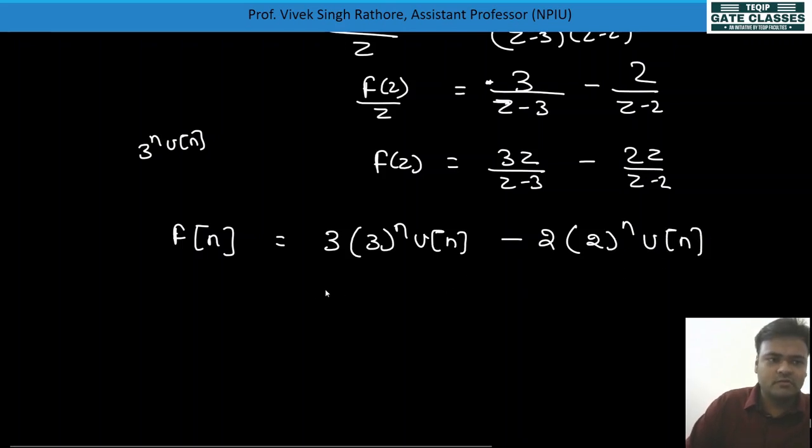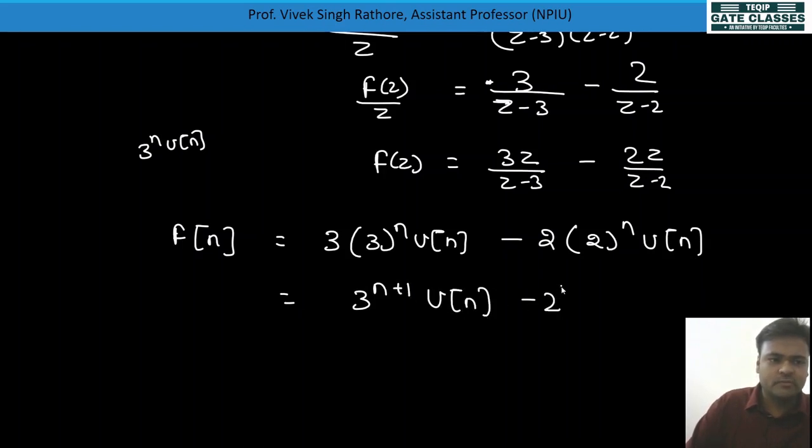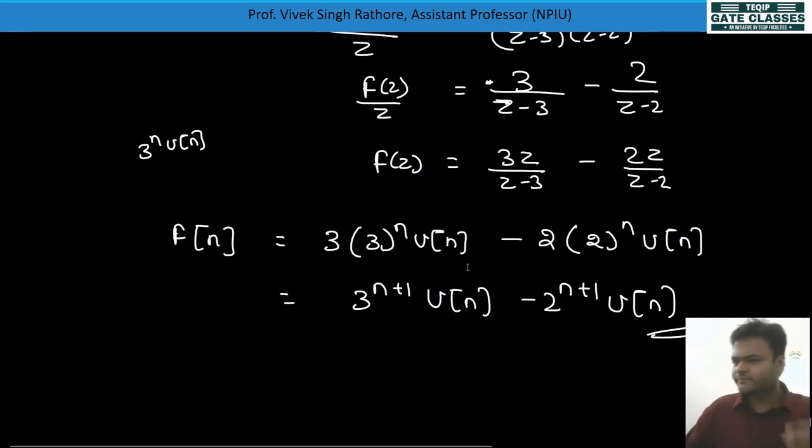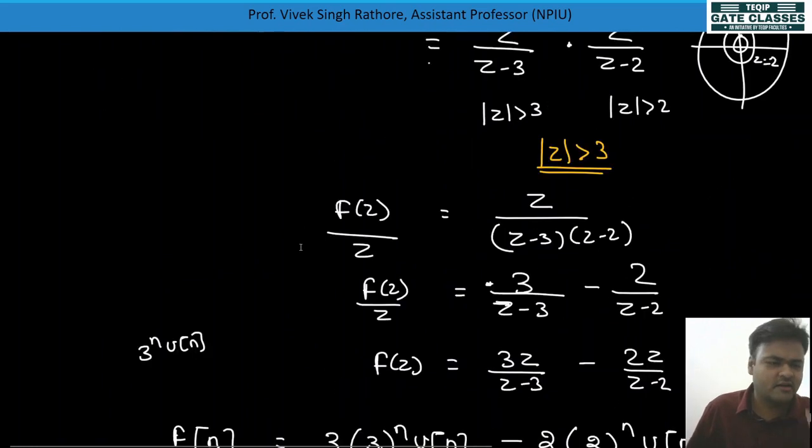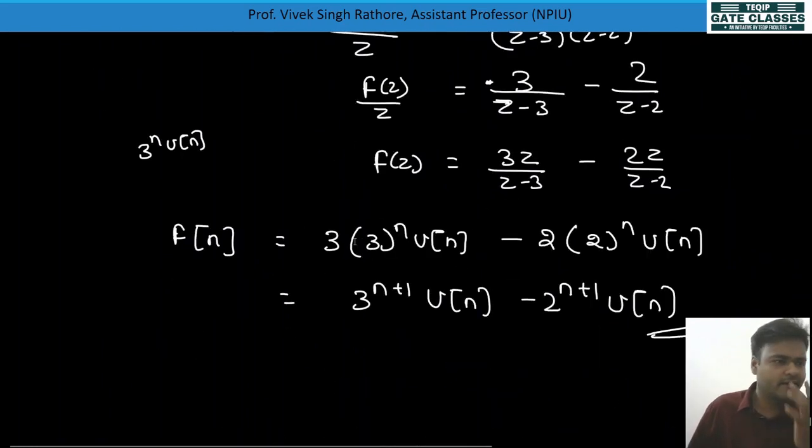So you can write it as 3 to the power n plus 1 u of n minus 2 to the power n plus 1 u of n. This is the answer, very easy. So from here you can calculate the response of a discrete time LTI system, very easy. How to calculate the ROC also I told you, and then how to calculate the response also, very easy.